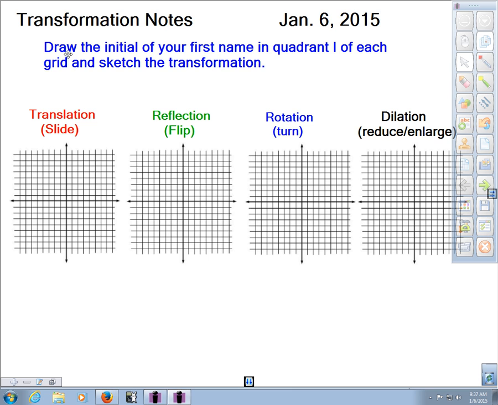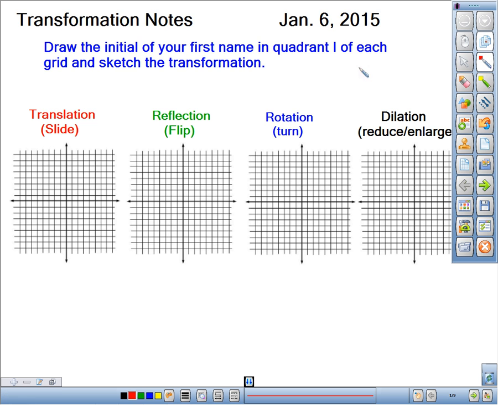So here's what we're going to do. First thing you're going to do with your notes, if you've got them from class, is you should have drawn the initial of your first name in quadrant 1. Remember, quadrant 1 is the one in the upper right-hand side. We're just going to write that first initial of your name. For me, my first initial is a B. So I'm just going to write it in each of these first quadrants. I'm not going to be real specific about where it hits in the points. This is just kind of a general reference. Okay? All right. So, a translation.